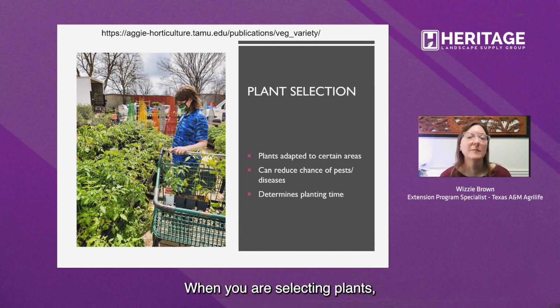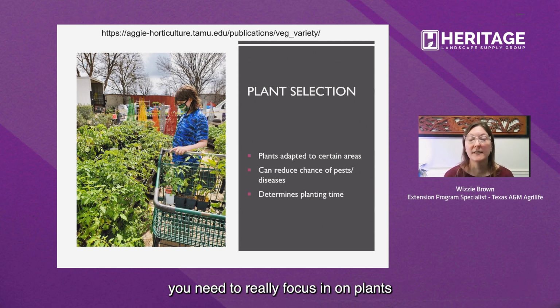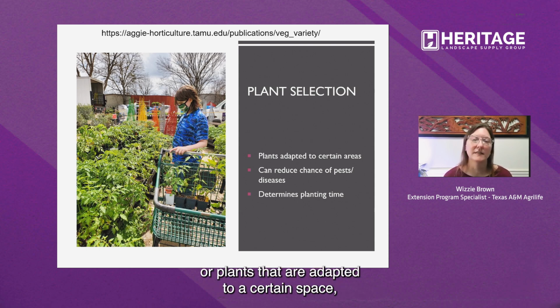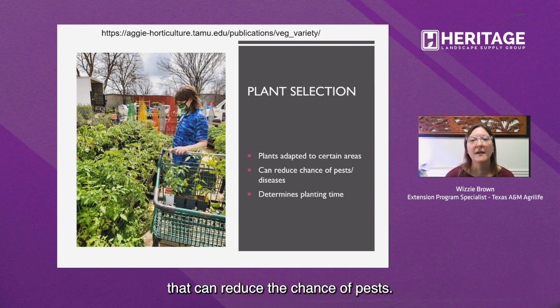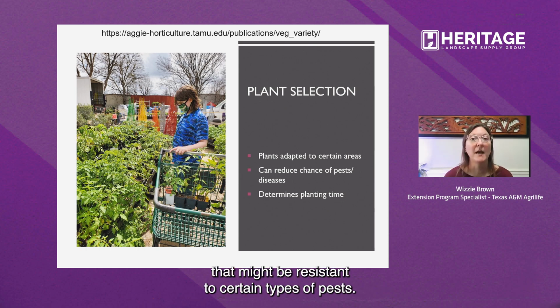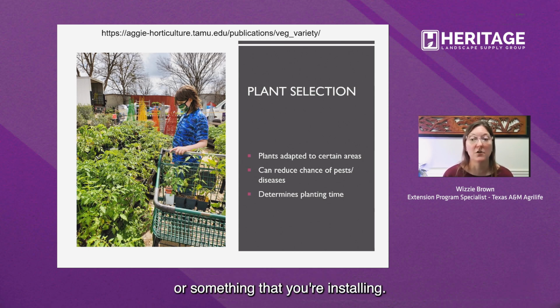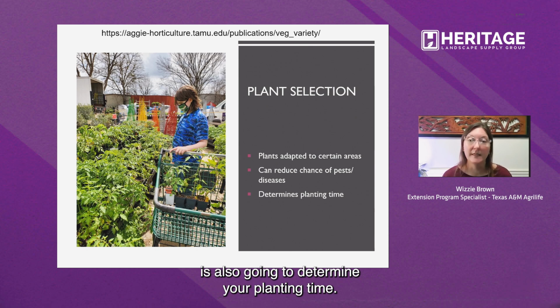When you are selecting plants, you need to really focus in on plants that are for your part of the world. When you're using native plants or plants that are adapted to a certain space, that can reduce the chance of pests. There are also various plants that you can utilize in the landscape that might be resistant to certain types of pests. You can do more into that if you're looking at specific things like turf or something that you're installing.